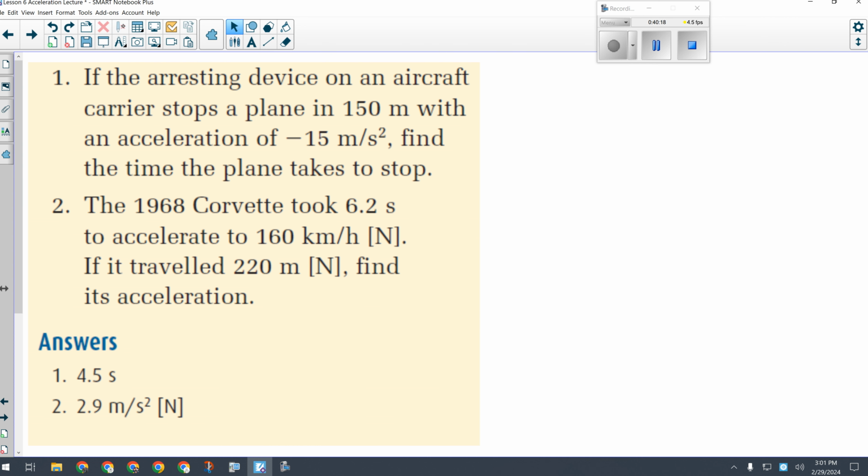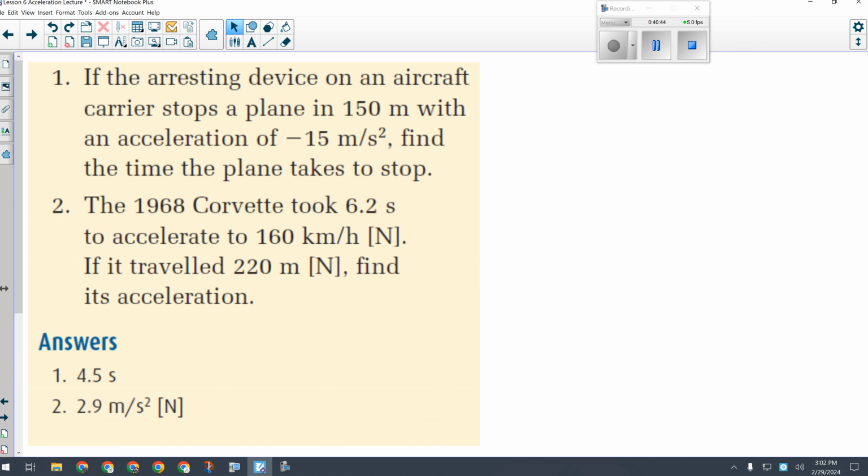All right, and then our second one: we've got the 68 Corvette took 6.2 seconds to accelerate to 160 kilometers per hour. That's 100 miles an hour. That's fast. That was a fast car back in 68, but it had a giant big block V8 in it too. That probably got 1 mile per gallon when driving on the highway.